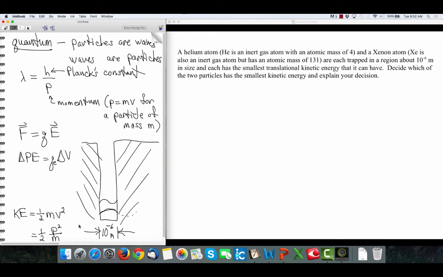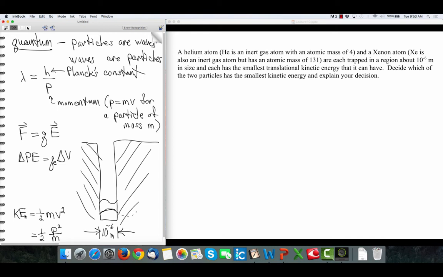So if their wavelengths are the same, then you can look at this equation. If the wavelength is the same, Planck's constant is just a constant, so the momenta of the two particles are the same. They have the same momentum. And so which one has the smaller kinetic energy? The one with the bigger mass. If they have the same momentum, then the one with the bigger mass has a smaller kinetic energy.